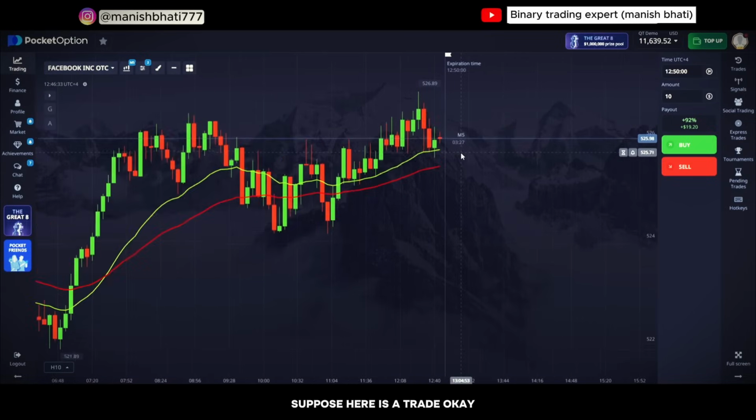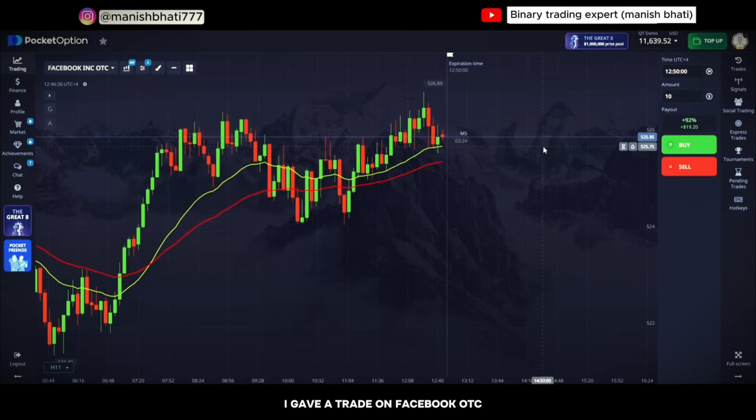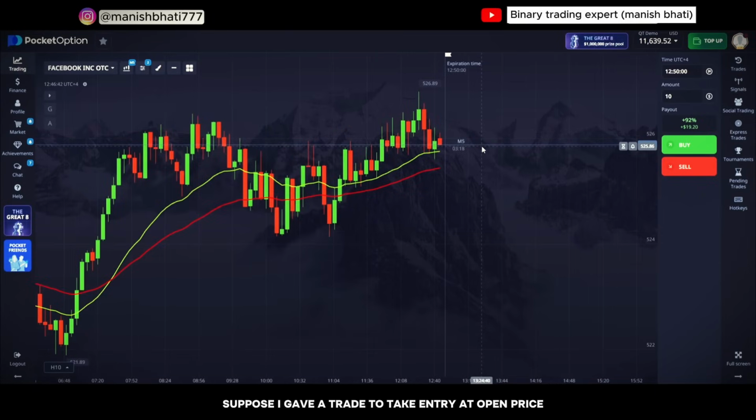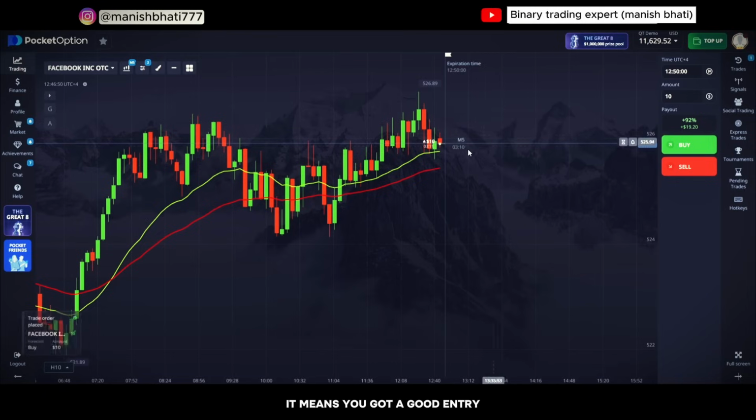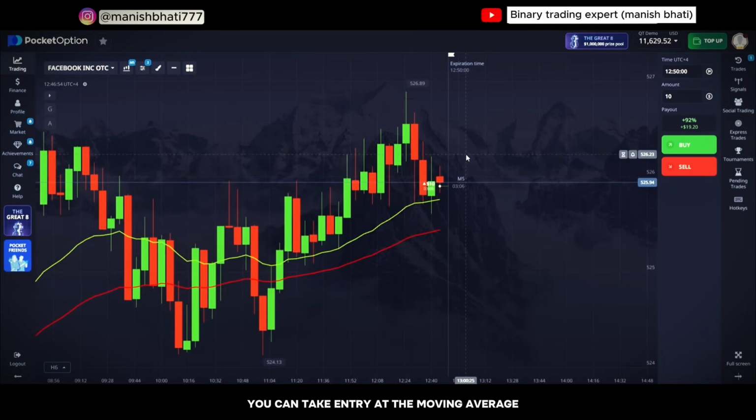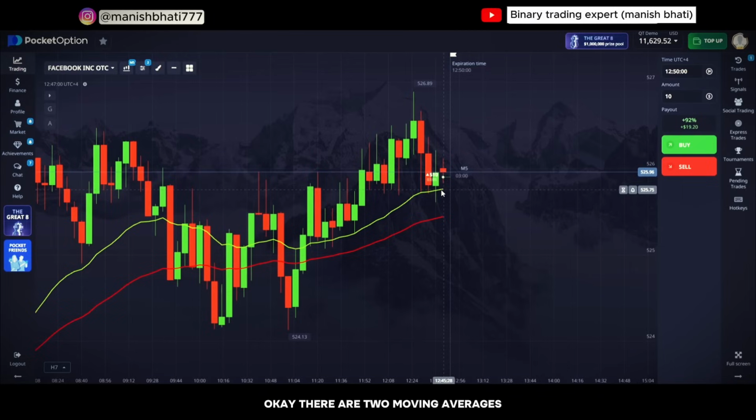Suppose here is a trade. Okay, I gave a trade on Facebook OTC that you can go for an upside move on Facebook OTC. Take the open price. Suppose I gave a trade to take entry at open price and the candle is already down. So you can take the entry. Okay, just take the entry. Okay, it means you got a good entry, and I said that for extra entries, you can take entry at the moving average. Okay, there are 2 moving averages.